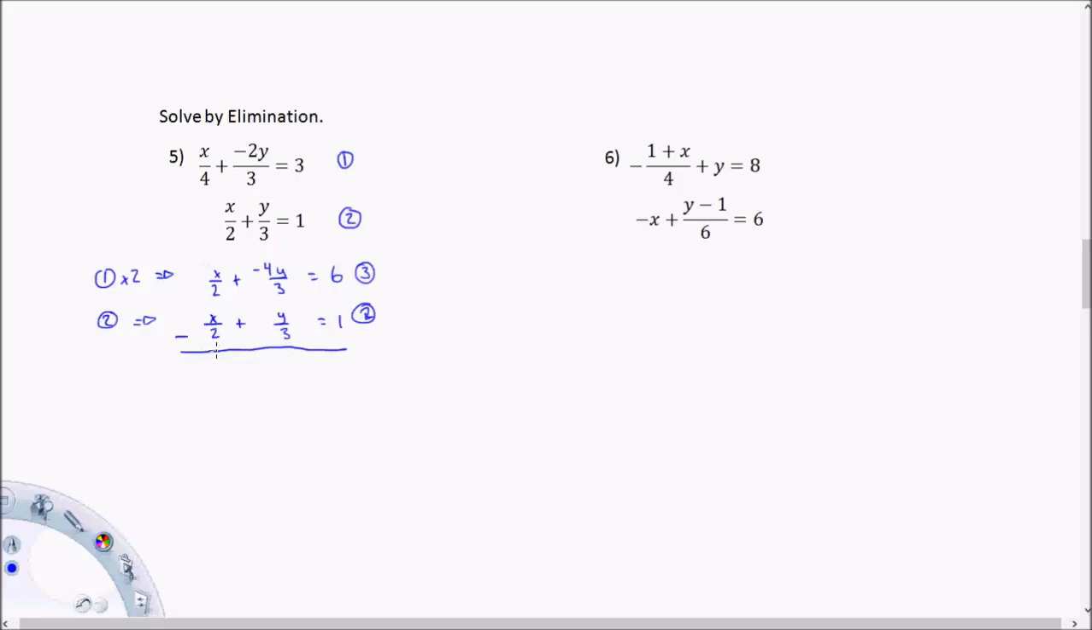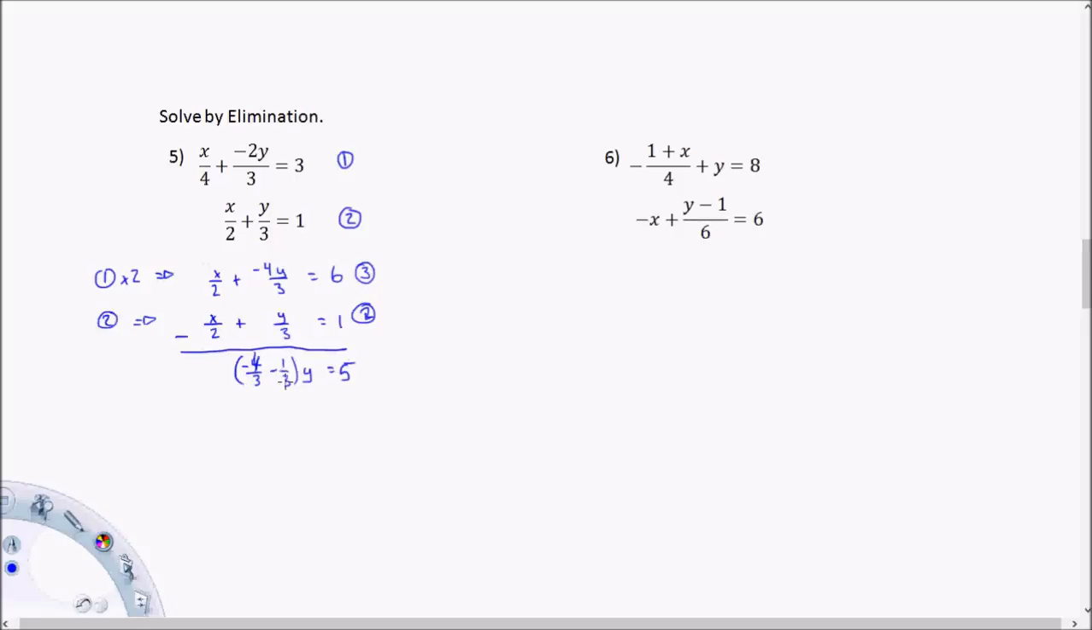So x over 2 minus x over 2 is 0x, which is 0. Then we want to subtract these two values. So we would have negative 4 over 3, subtract 1 over 3. And these are both coefficients of y, so I'm just going to factor out the y. So we have negative 4 over 3 y minus 1/3 y. And all of that will equal 5.